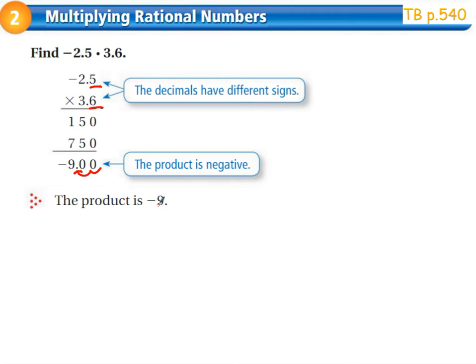Okay, now let's see if our answer makes sense. Negative 2 and 5/10 would be approximately, well, it's exactly 2.5. And times 3 and 6/10 is approximately multiplying it by 4. So if I take 2.5 and multiply it by 4, negative 2.5 times 4 is going to give me negative 10. My answer of negative 9 is close to negative 10, so it is a reasonable answer.